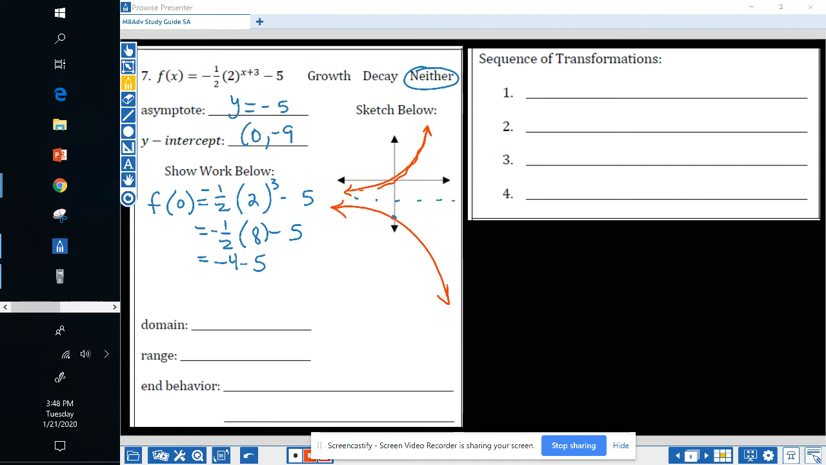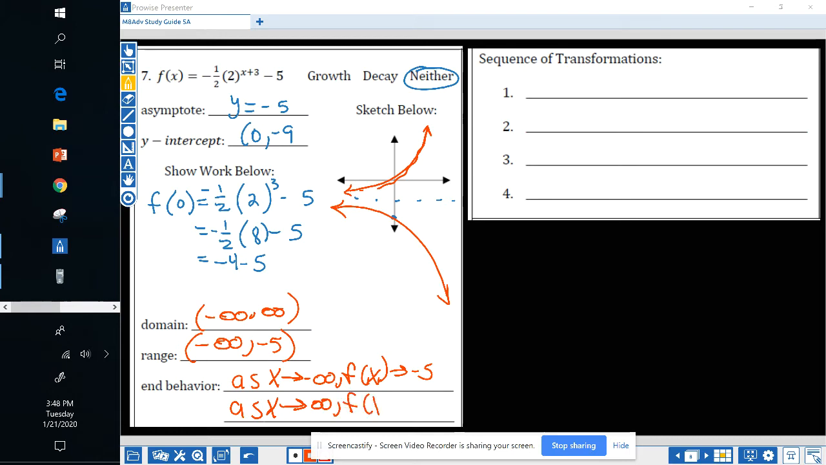So now let's do our domain. Again, all real numbers. This time our range is -infinity up to our asymptote of -5, but never touches. As x approaches -infinity, f of x approaches -5. As x approaches positive infinity, f of x approaches -infinity.